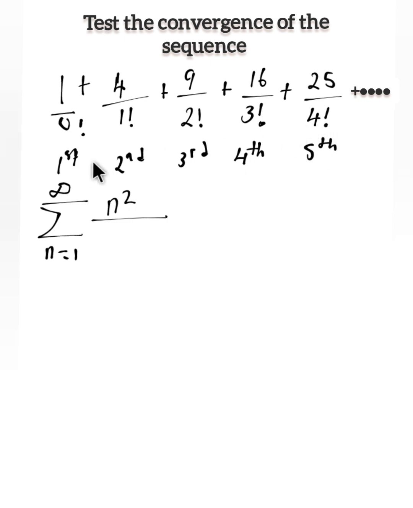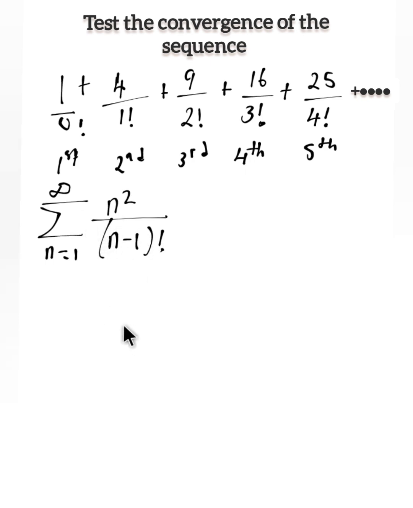So we observe that it's as if we are subtracting 1 from the number of terms. 1 minus 1 is 0, 2 minus 1 is 1, 3 minus 1 is 2, 4 minus 1 is 3, 5 minus 1 is 4. So this becomes n minus 1 factorial. So this expression here perfectly describes this series. We need to test if the series is convergent.